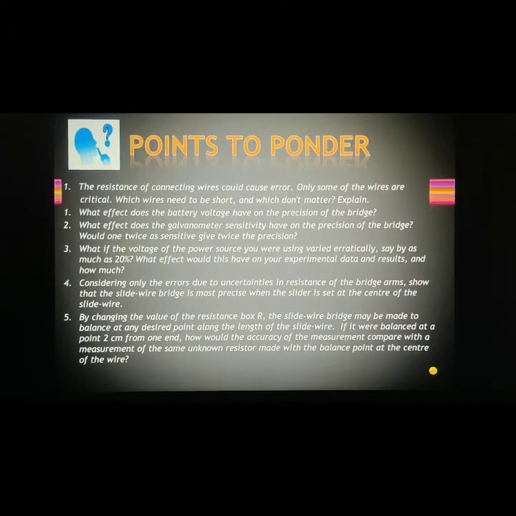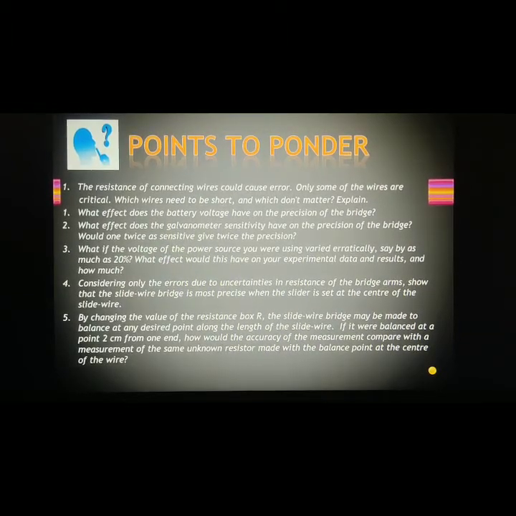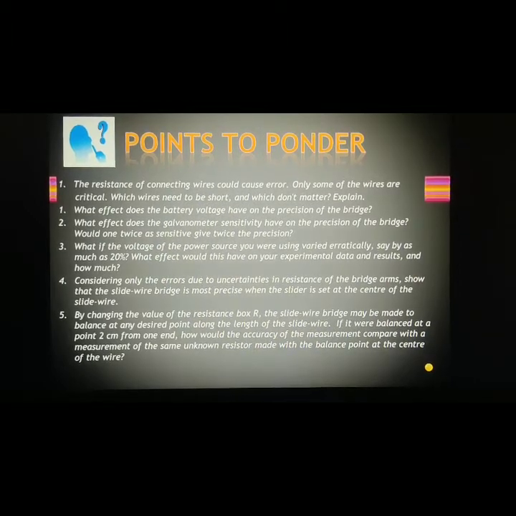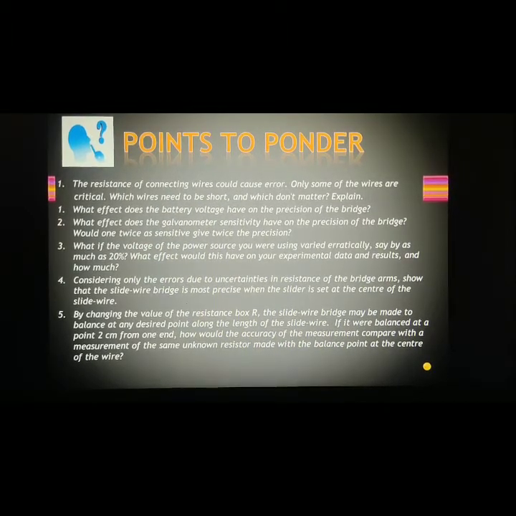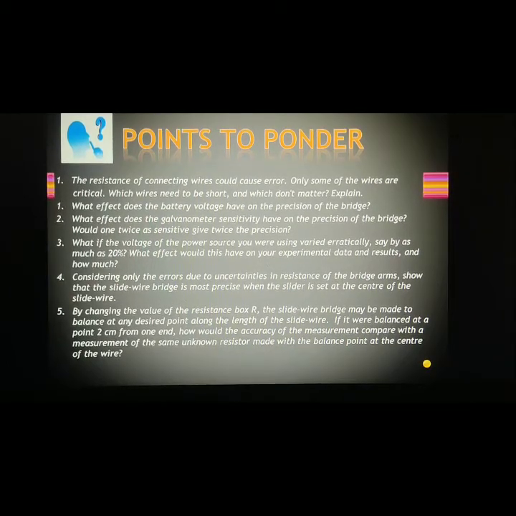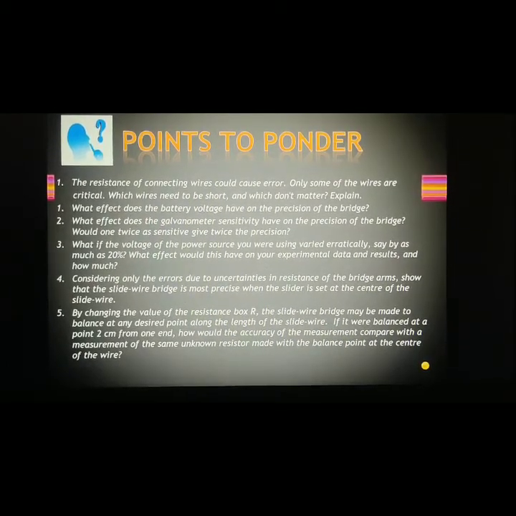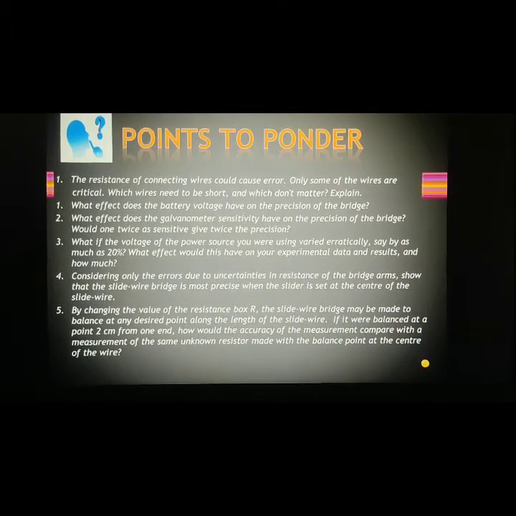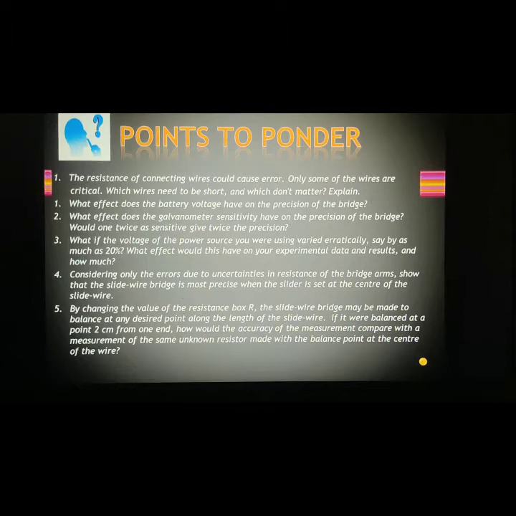Would one twice as sensitive give twice the precision? What if the voltage of the power source you were using varied erratically, say by as much as 20%? What effect would this have on your experimental data and results, and how much?